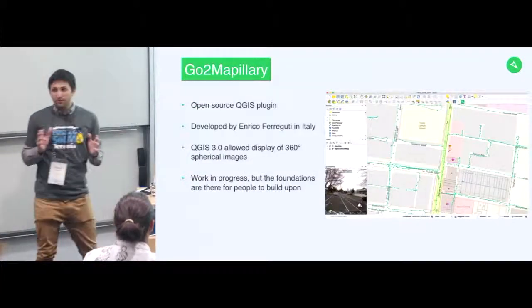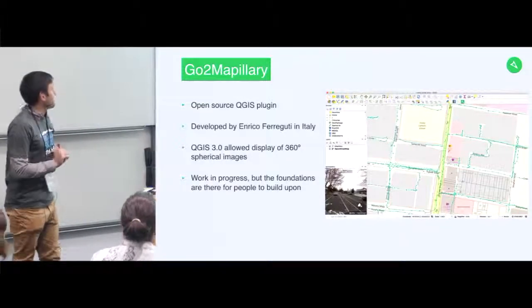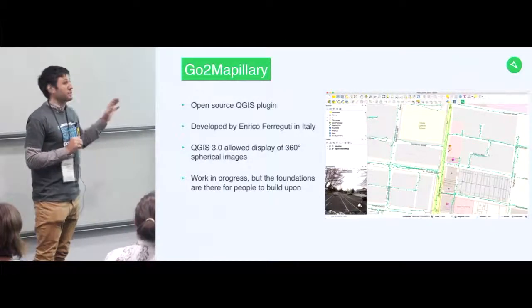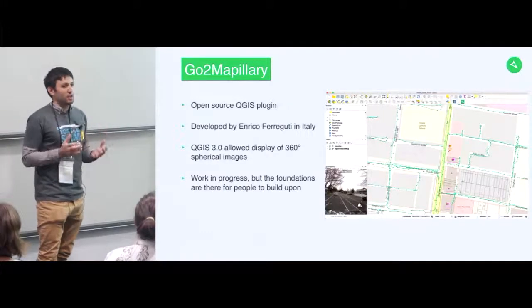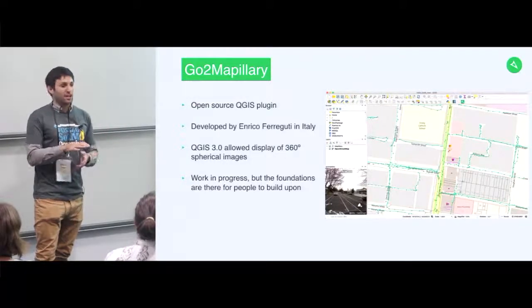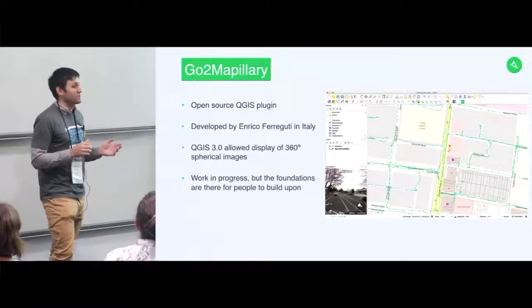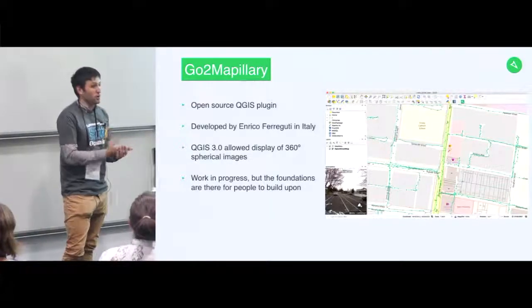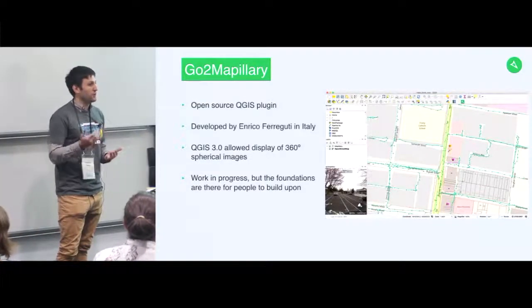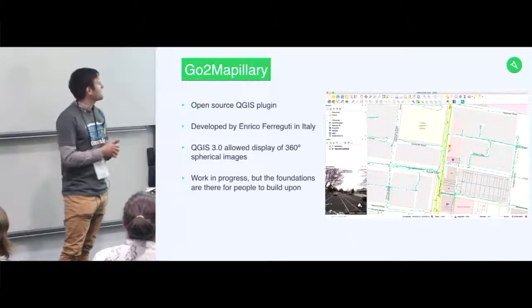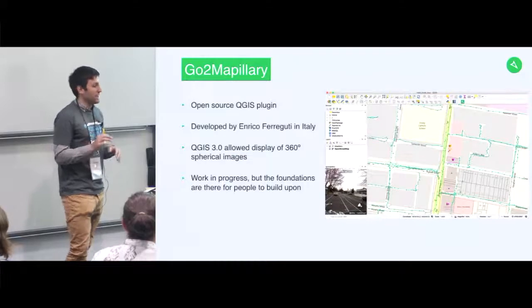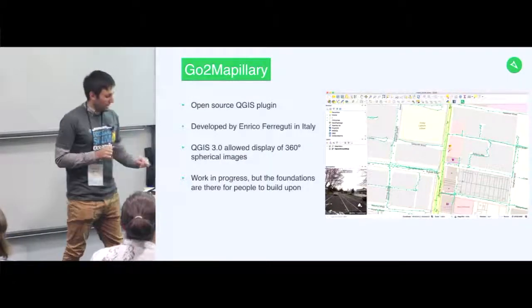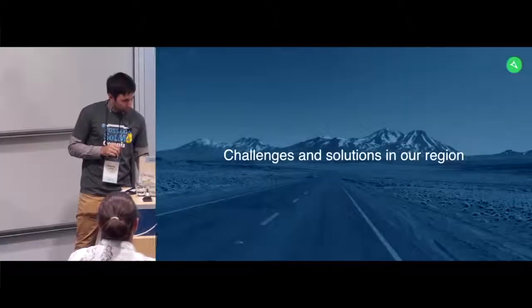The other thing that might be of interest to all of you is a plugin. Again, we had nothing to do with this. This was developed by a guy called Enrico in Italy, and this is a QGIS plugin that allows you to see imagery alongside your existing QGIS feature set. So it's kind of work in progress at the moment, but it's the first chance for you to view Mapillary imagery in QGIS. And if you're an ArcGIS user, you can do that too with our own plugins.